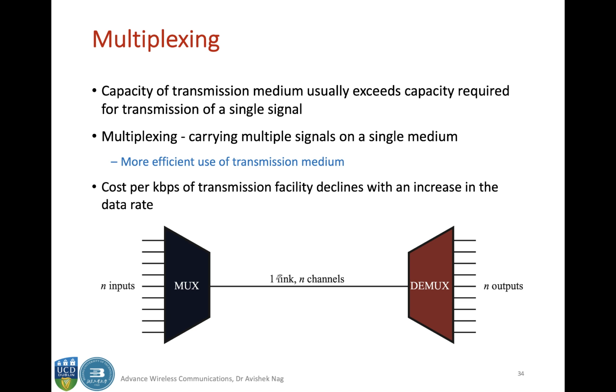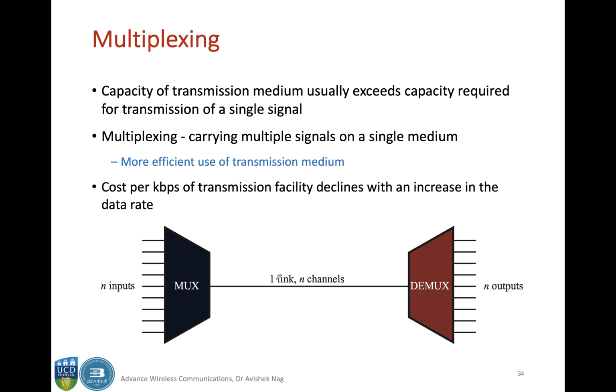That is the concept of multiplexing. You carry multiple signals on a single medium, just as you drive multiple cars on that road. In that way you can efficiently use the capacity of the transmission medium. If you are driving one car on a very broad highway, it's a wastage of the resources. Similarly, in a communication channel, the capacity of the transmission medium is high, and if you send one signal through it, it's a wastage of resources.